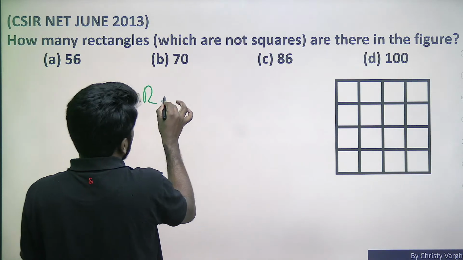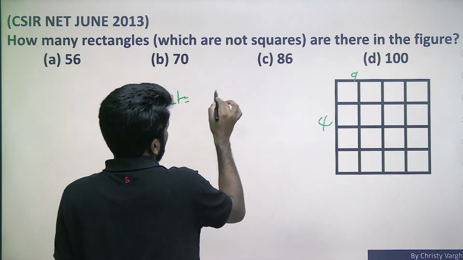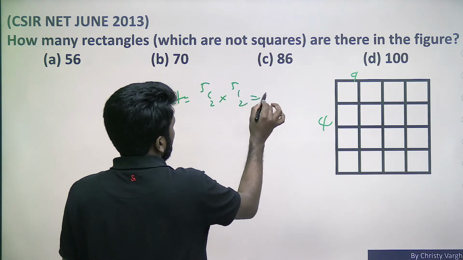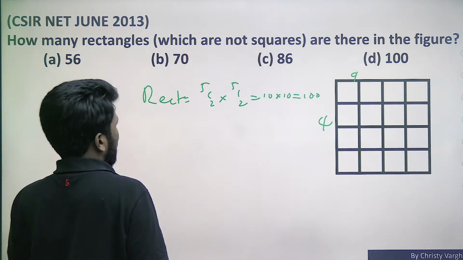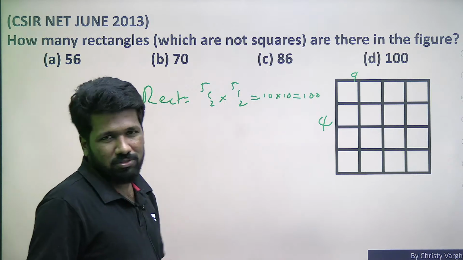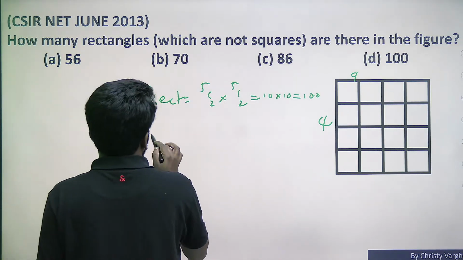इसमें रेक्टेंगल का नंबर फाइंड करने के लिए 4 रो 4 कॉलम है ना, तो रेक्टेंगल नंबर will be 4 plus 1 5c2 into 5c2. 5c2 is 10, 10 into 10 is 100. 100 rectangles होगा. Is that clear? Manually counting 100 rectangles is not at all possible here in 2 minutes, so definitely this formula will be useful.